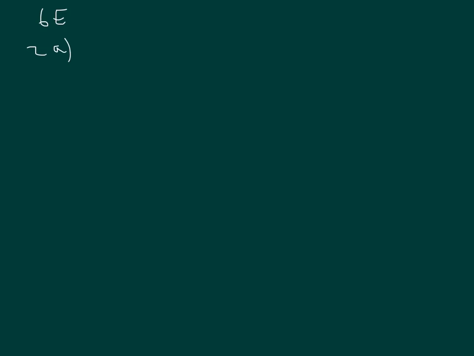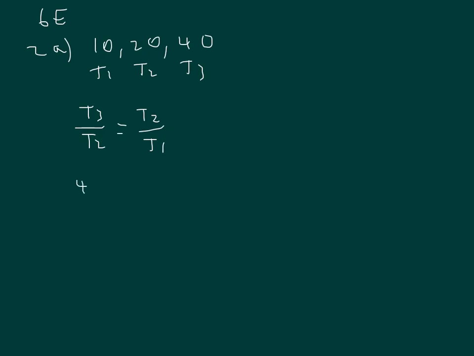So for A, the GP is 10, 20, 40. Okay, so this will be T1, T2, T3. If this is a GP, then T3 over T2 will equal T2 over T1. So that means that 40 over 20 will equal 20 over 10. In this case it does, therefore 10, 20, 40 is a GP.